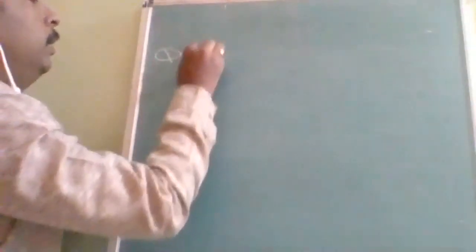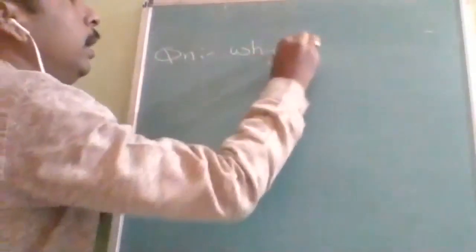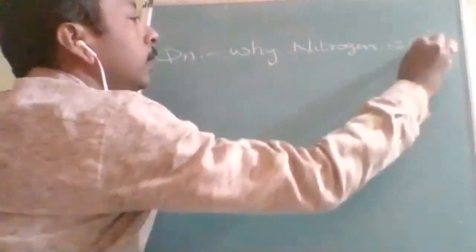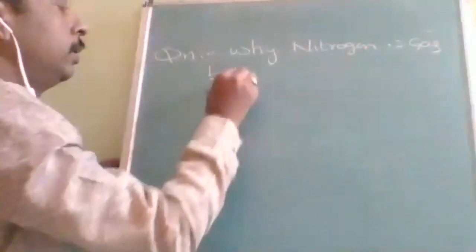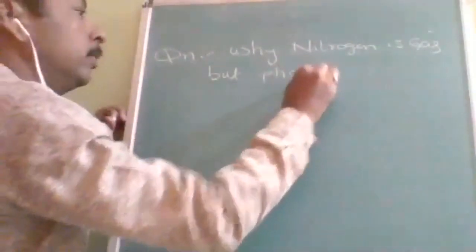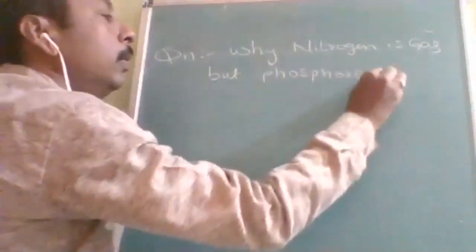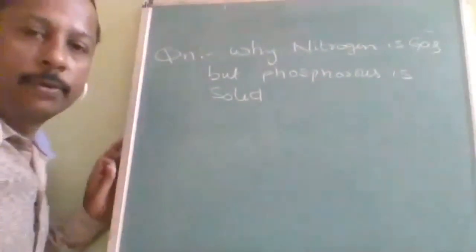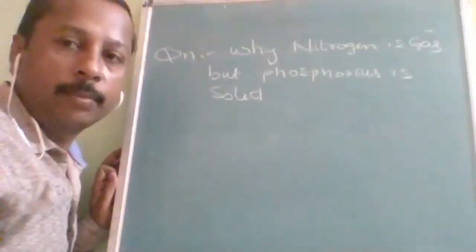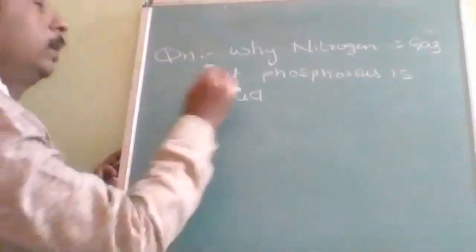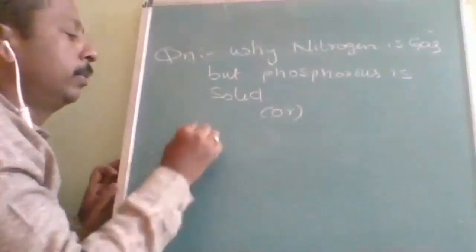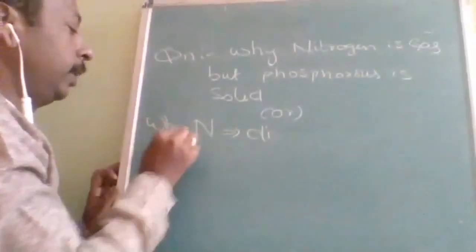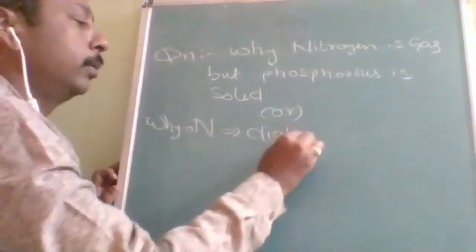So the question will be: why is nitrogen a gas, but phosphorus is a solid? This question will be why nitrogen is a gas but phosphorus is a solid. Otherwise, the same question may be asked as: why is nitrogen diatomic?